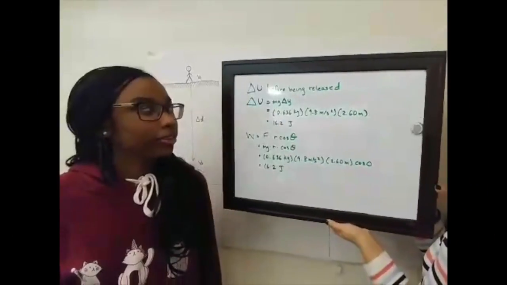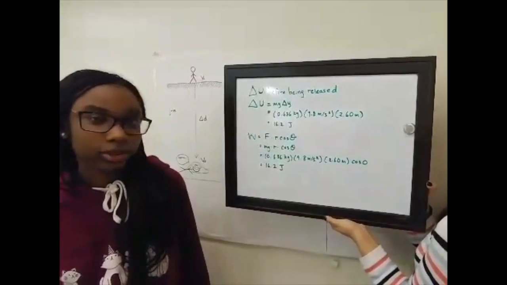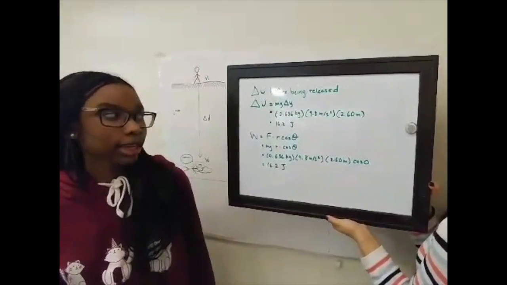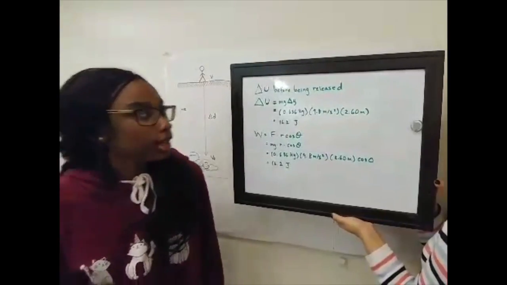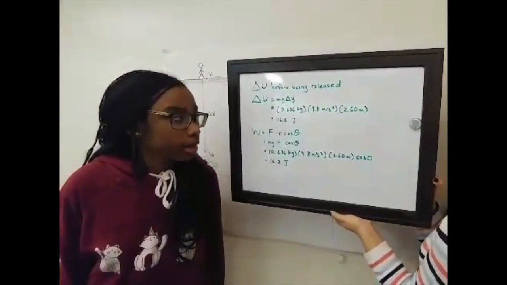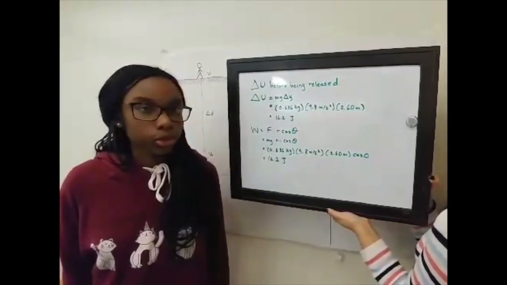So first we're going to find the change in potential energy before the pie is released. To find that, you need the mass and the acceleration due to gravity and the change of the vertical distance. So after you plug in all your information that we got before, you get 16.2 joules.